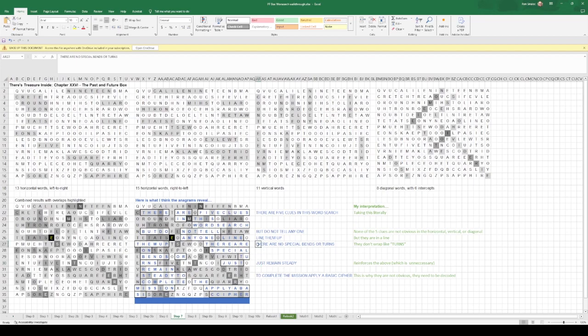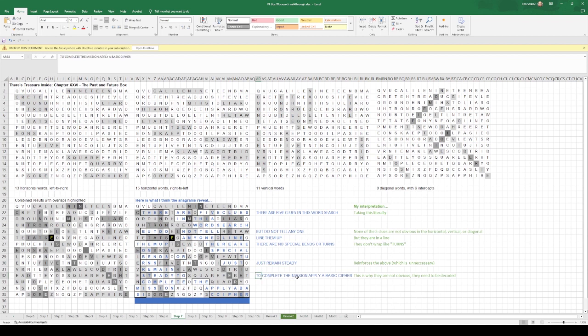Now, a lot of people are thinking no special bends or turns means don't include any letters with curves in them, like a B has 2 curves. Only include letters that have straight lines, like an N, up, down, up. I don't think that it's that easy, but this is a road we can go down, and I have gone down that road. And then people think that this says just remain steady to complete the mission, period. I think this says just remain steady, period.